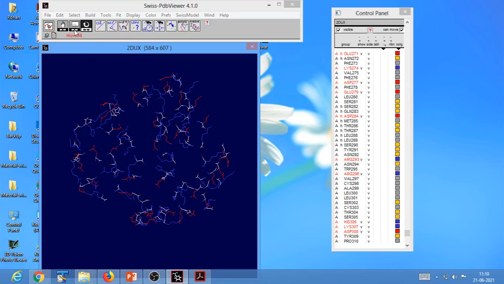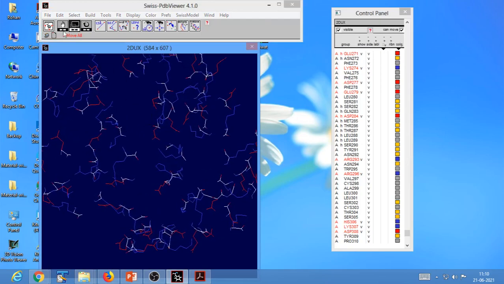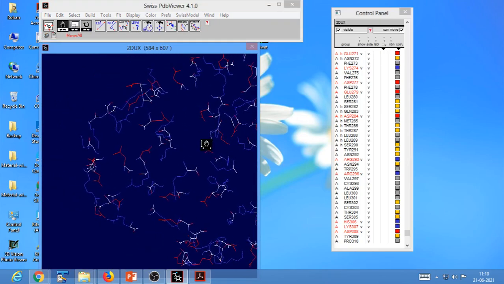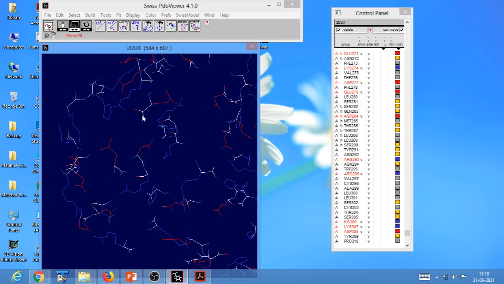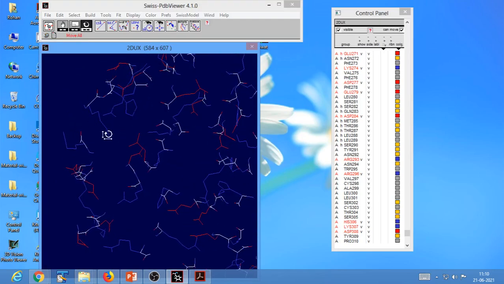So how do we do that? Let me zoom into this portion. For this, you can use this zoom button to make the view clear, and again zoom over here. So it appears that this might be a lysine. How can we identify what residue this is? There is a label button over here that will tell you what residue it is. This is the NZ atom of your lysine 239.